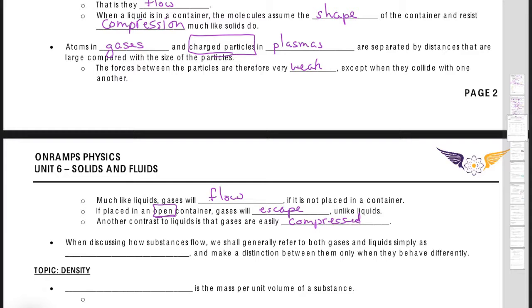Now, another contrast to liquids is that gases are easily compressed. Okay, and so what really happens is, when describing how substances flow, we shall generally refer to both gases and liquids simply as fluids, right? And make a distinction between them only when they behave differently. And so liquids are incompressible fluids. So if you get a problem that talks about an incompressible fluid, well, it's a liquid. Okay, and then if the question says a compressible fluid, well, guess what? It's a gas.